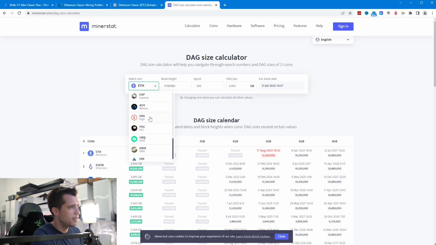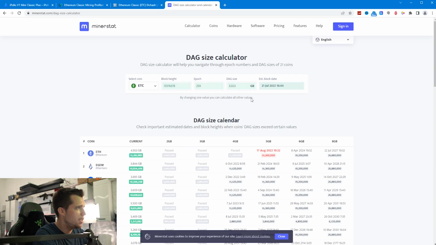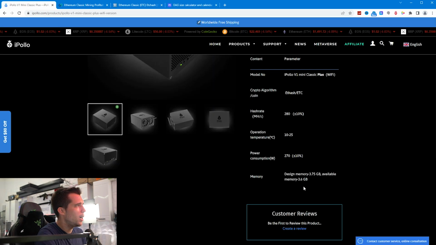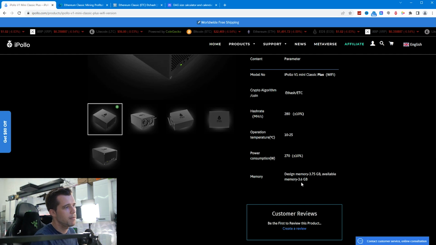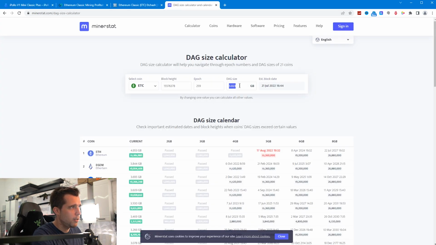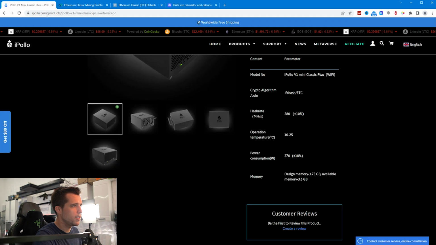If we go to ETC, let's quickly switch that. There we go. We are right now at 3.03 gigabytes. Now, if we check out the miner, we can see the design memory is 3.75 gigabytes and the available memory is 3.6. So just to be sure, we're calculating this with 3.6 gigabytes. If we put in 3.6, there's an estimate right now, because it depends on the block height. We reach 3.6 gigabytes roughly on the 27th of April, 2024. So that's a little bit less than 2 years, and this miner should make ROI much faster, especially if you keep the coins. I will tell you about that in a second, why you should keep the coins and not just sell them off right now.